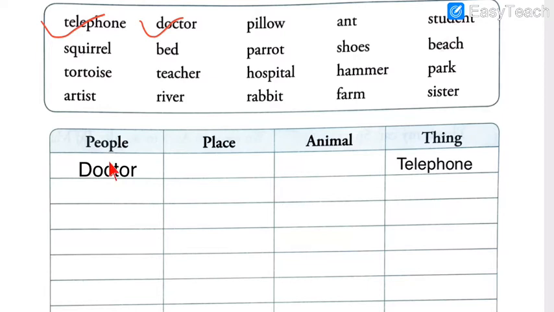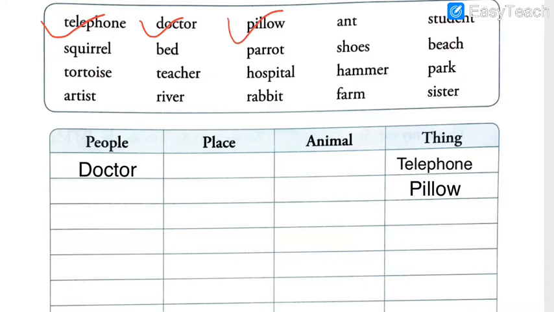So can we say pillow is people? No, people use a pillow. So can we say that pillow is any place? No. Is it an animal? No. Obviously then it is a thing on which we keep our head while we sleep. So pillow is a thing, which we will put in the things category, in the column of thing. So pillow is also done.